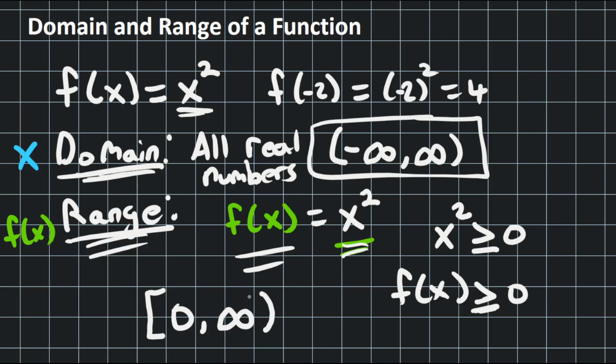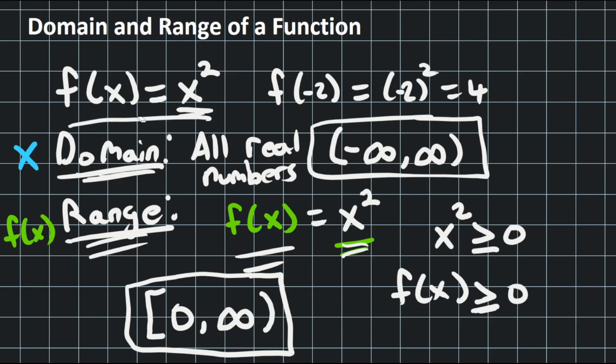And then for the infinity, we'll use a parentheses. So x is every number greater than or equal to 0. That is the range. The range is every number greater than or equal to 0. So that's how you find the domain and range of f of x equals x squared. Right here, that's the domain, and that's the range. So the domain is all real numbers, negative infinity to infinity, and the range is 0, including 0, all the way to positive infinity. Perfect.